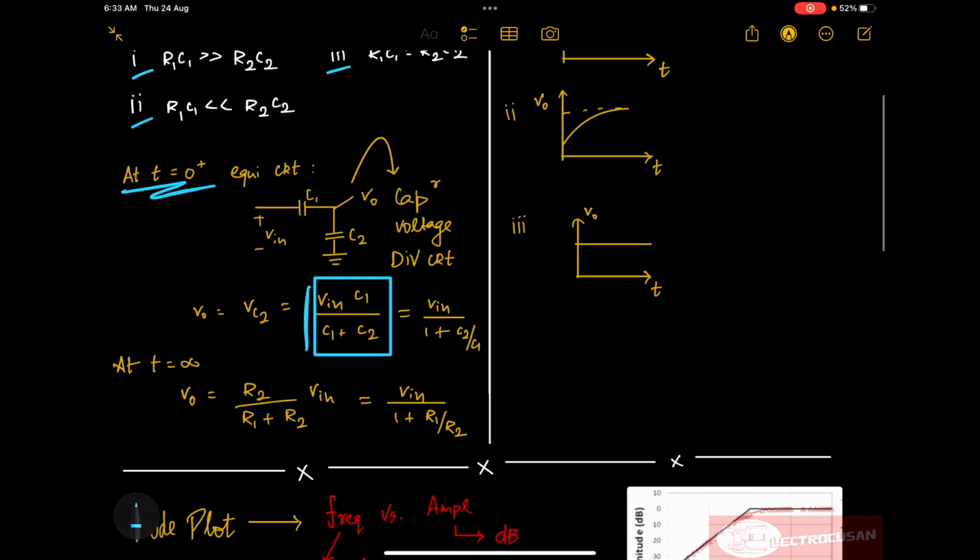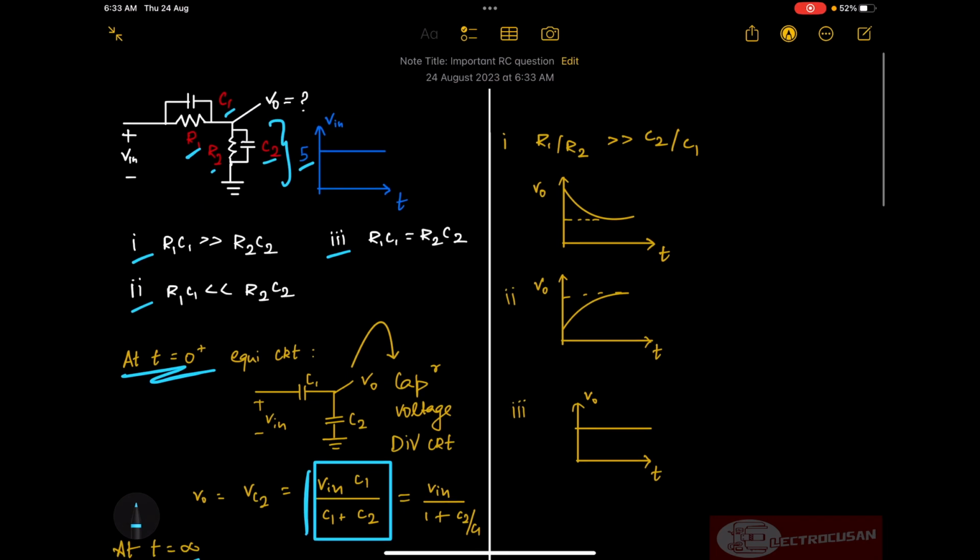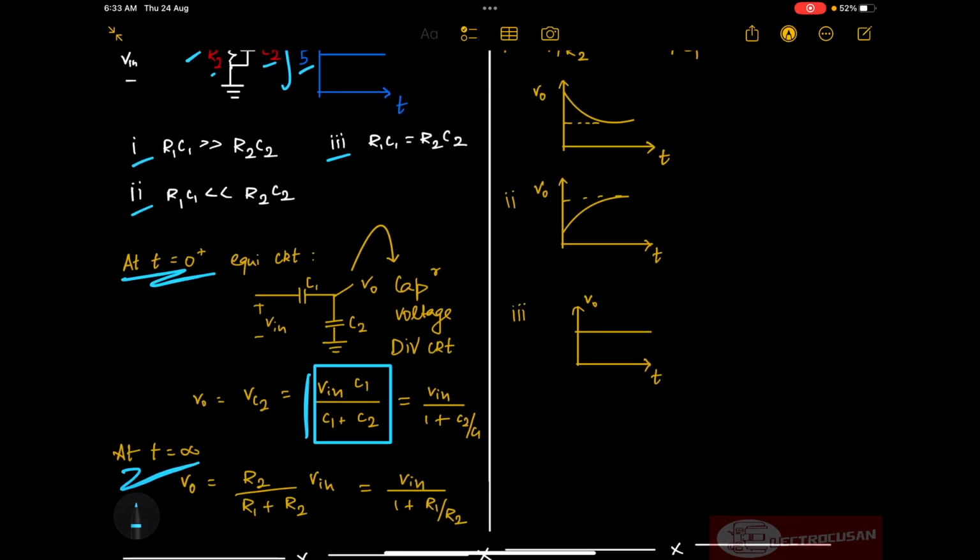Now we have to find the value of output voltage at t equal to infinite. At t equal to infinite, the capacitances are open circuited, so we will just consider the resistances in series. This is just a voltage divider circuit, so the output voltage is given by R2 into Vin divided by R1 plus R2. If we simplify this equation by dividing numerator and denominator by R2, we get the output voltage as Vin divided by 1 plus R1 by R2. Now we will try to plot the output waveform.